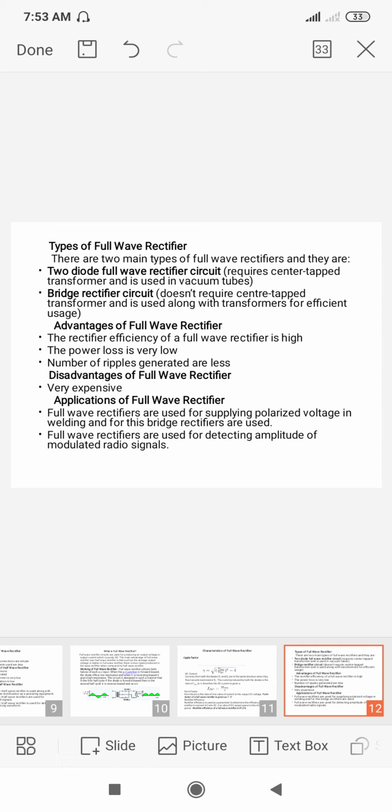There are many applications of full wave rectifiers. The first one is supplying polarized voltage in welding, and for this the bridge rectifier is used. Full wave rectifiers are also used for detecting the amplitude of modulated radio signals.